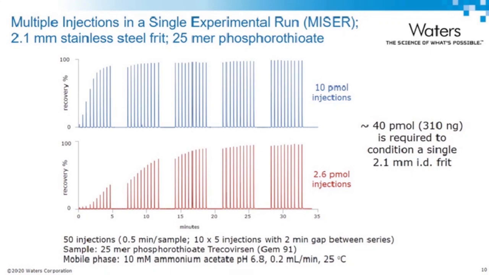It is a direct confirmation that indeed, under the conditions that we run here, the oligonucleotide sample is adsorbed on a frit. And it also tells us about the effect that is termed sample conditioning. As you inject more sample, the frit is passivated, all the adsorption surfaces are coated with your sample, and you are getting better recovery. For your information, it takes about 40 picomole or 310 nanograms to semi-permanently passivate a single frit.